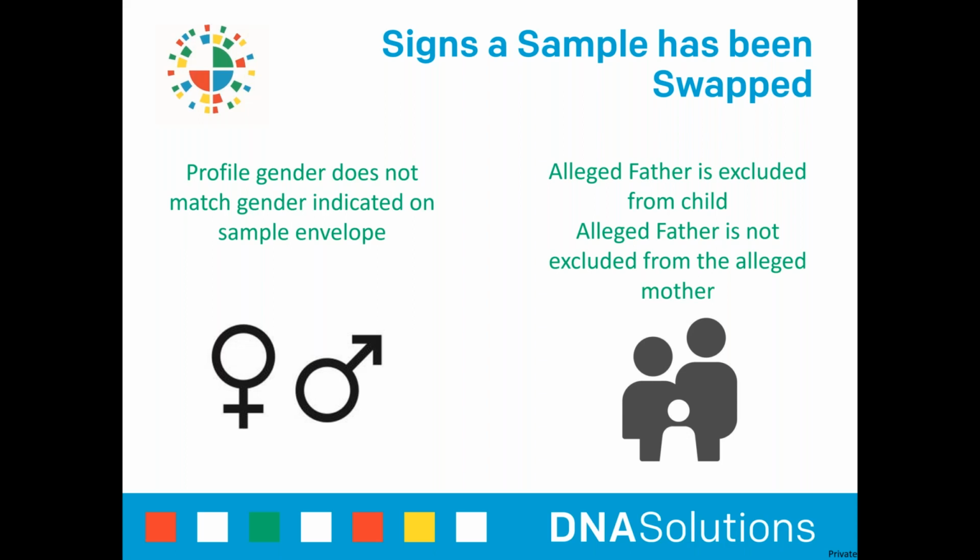Another common example is when a case results in an alleged father being excluded as the father to the child, but the alleged father shows to not be excluded as the father to the mother. This indicates the mother sample was placed into the child's envelope and the child sample into the mother's envelope. When a sample swap appears to be likely, DNA Solutions can perform a quality control check by rerunning a sample and cross-referencing our templates to confirm the swap did not occur internally.